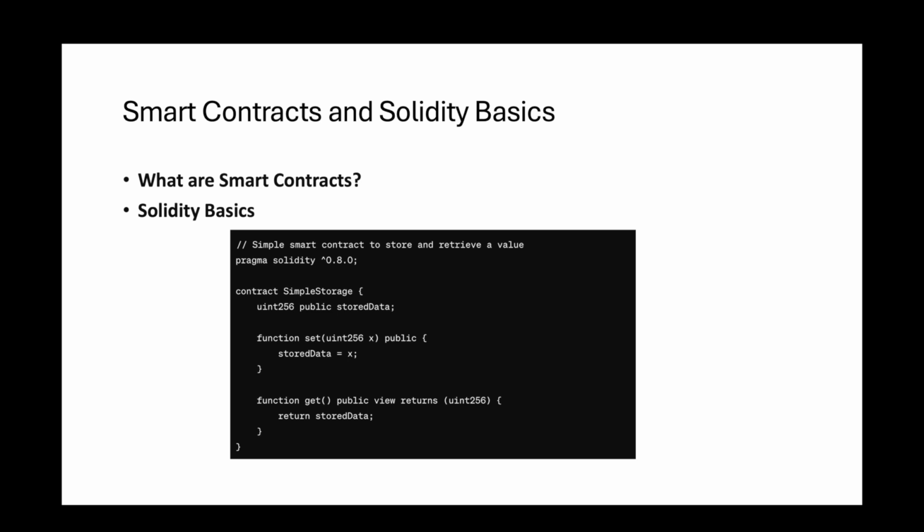What are smart contracts? Smart contracts are self-executing contracts with the terms of the agreement written in code. They run on blockchain networks and automatically execute transactions when predefined conditions are met. Smart contracts are typically written in programming languages like Solidity. Solidity basics. Solidity is a high-level programming language used for writing smart contracts on Ethereum and other blockchain platforms. It is statically typed and supports inheritance, libraries, and complex data types.